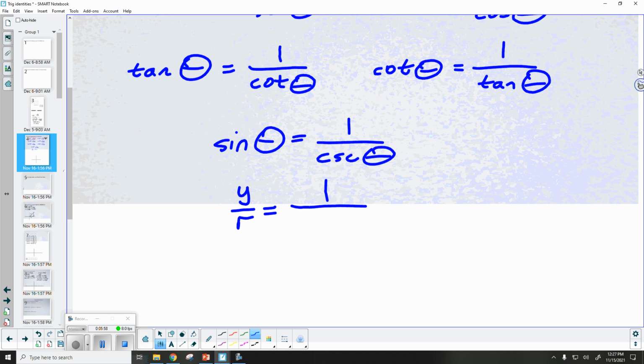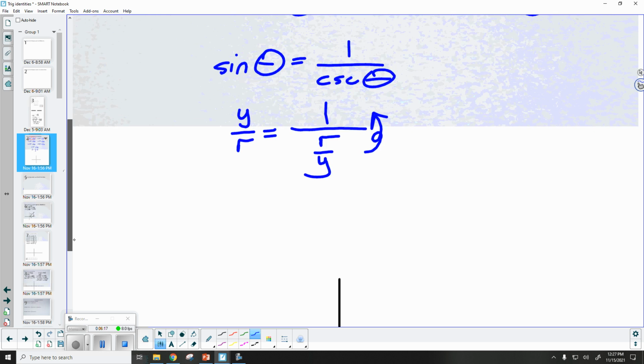Bren, what's that? What is cosecant's ratio? R over what? R over y. Perfect. So you'll notice here, I've got a fraction down in the denominator, so when I divide by a fraction, what do I do? I multiply by the reciprocal.